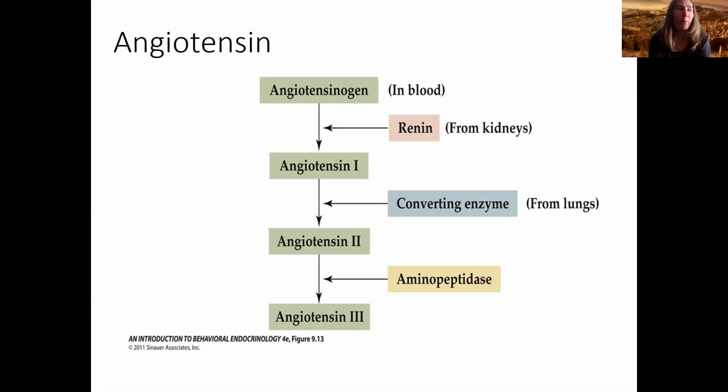It's a long word, but if you've heard of ACE inhibitors for blood pressure medications, that's what they're attacking and inhibiting. If you inhibit this enzyme, then angiotensin 1 is not converted into angiotensin 2, and angiotensin 2 and 3 are the ones that have the effect on the body. So if you've heard of ACE inhibitors, that's what they're inhibiting.